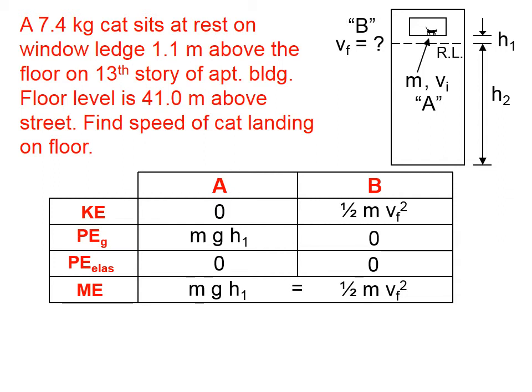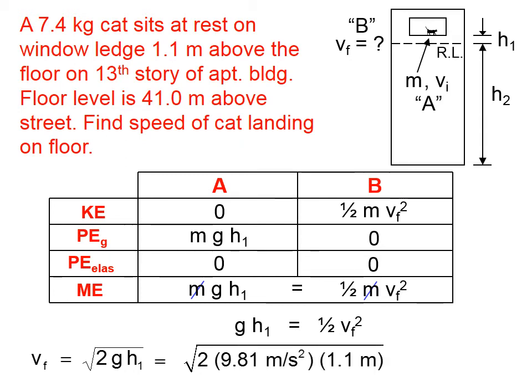It turns out that in this case the mass of the cat is irrelevant. Could be a skinny cat or a really fat cat. Makes no difference. So I'm going to divide both sides by m. g h1 is equal to 1/2 times VF squared. If I solve that for VF, this is the expression we get. Multiply both sides by 2 and take the square root of both sides. And now we just put the numbers in. Make sure that we do this product underneath the entire square root sign and then take the square root of that answer, 4.6 meters per second.